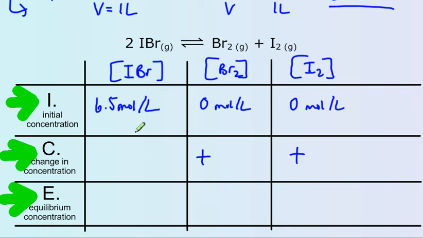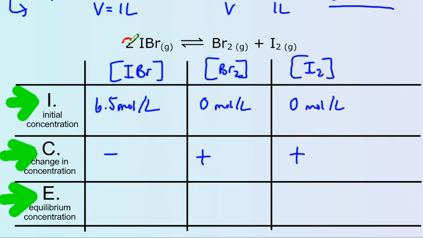And the iodine monobromide is definitely going to decrease in concentration. So we're going to put a negative sign over here because this 6.5 moles per liter over time is going to go down as the IBr reacts. Next, we have to think a little bit about stoichiometry.